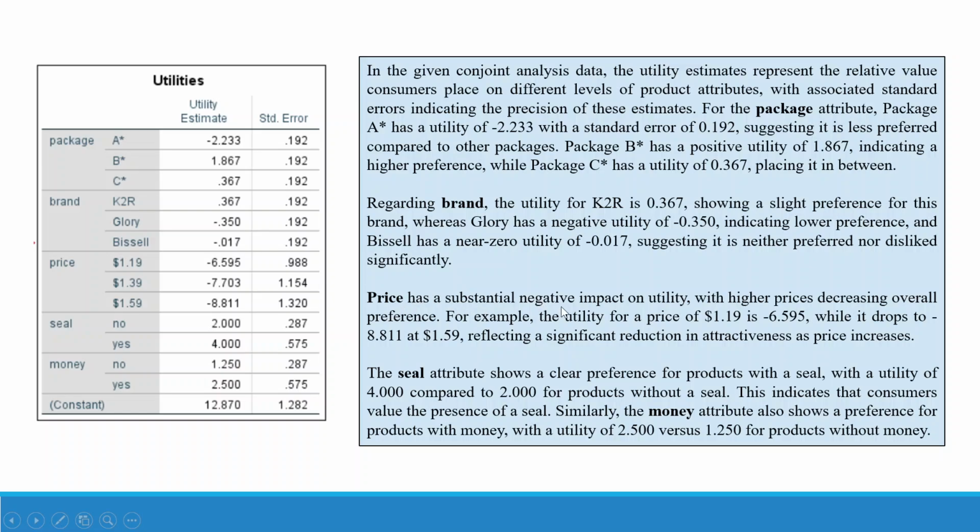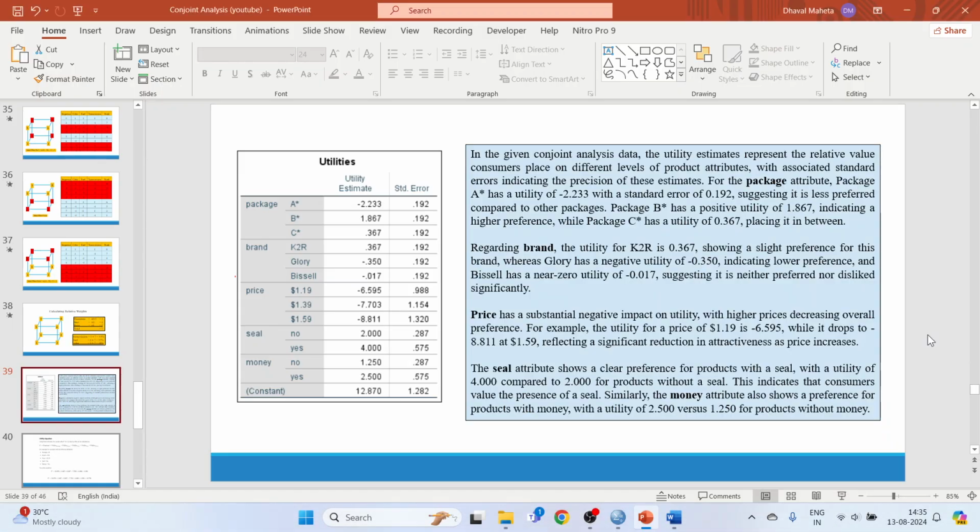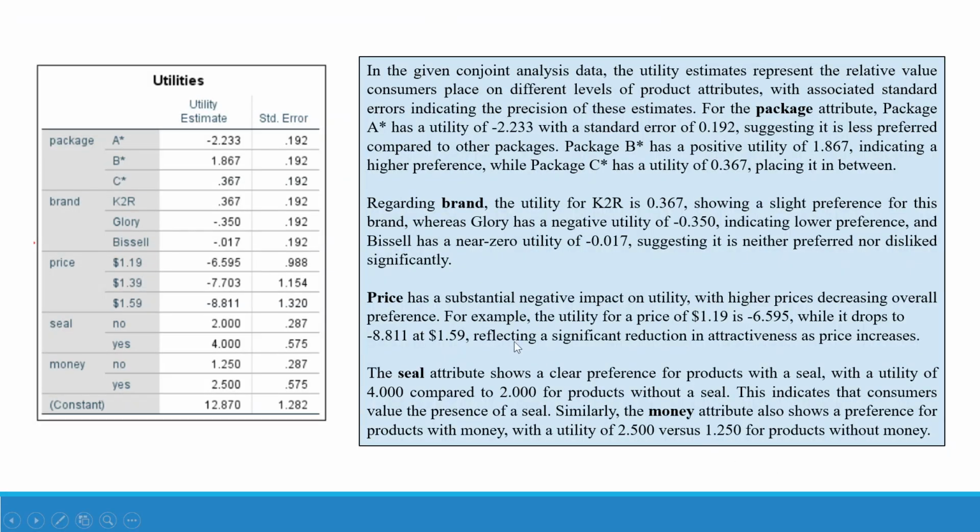Price has a substantially negative impact on utility because all of them are negative, with higher prices decreasing overall preference. For example, the utility for a price of $1.19 is minus 6.59, while it drops to minus 8.811. Here, the minus is here. Just a minute, let me change it. At $1.59, reflecting a significant reduction in attractiveness as price increases.